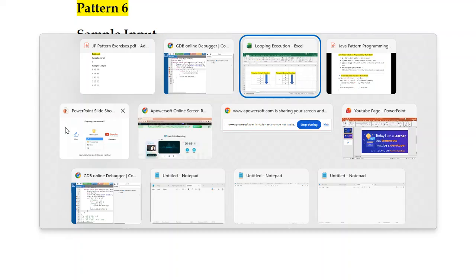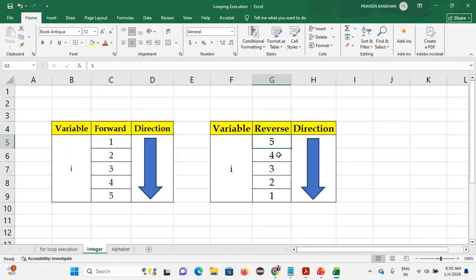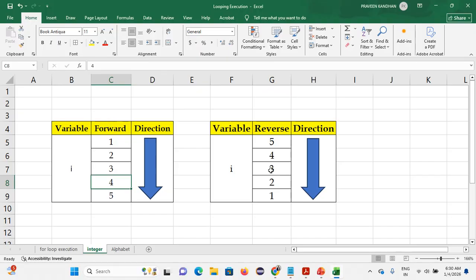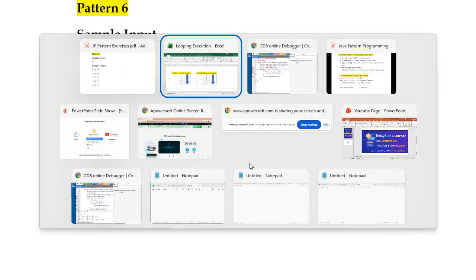So assume that now you are going with the reverse direction: fifth row, fourth row, third row, second row, first row. But the number of times is the same, 5 times. In the previous example, the forward direction was first row, second row, third row, fourth and fifth row. This time, according to our sample input and output, we are changing to the fifth row, fourth row, third row, second row, and first row.